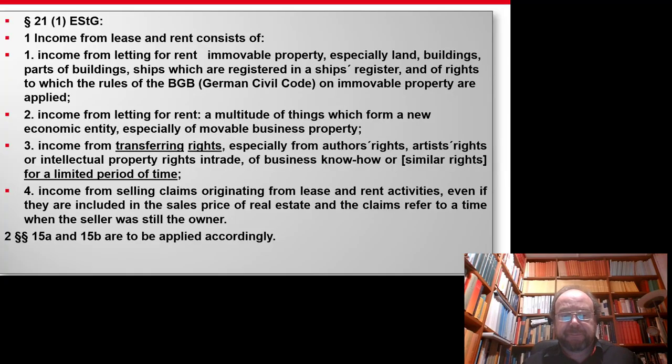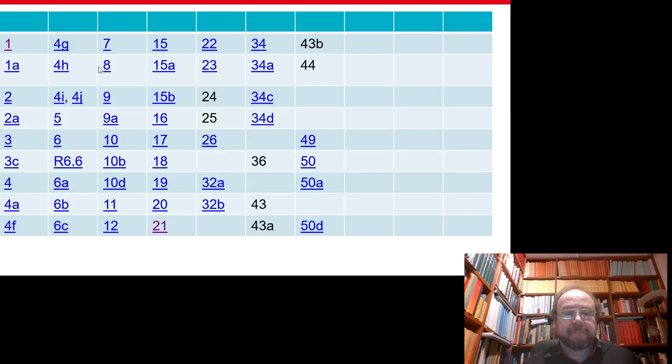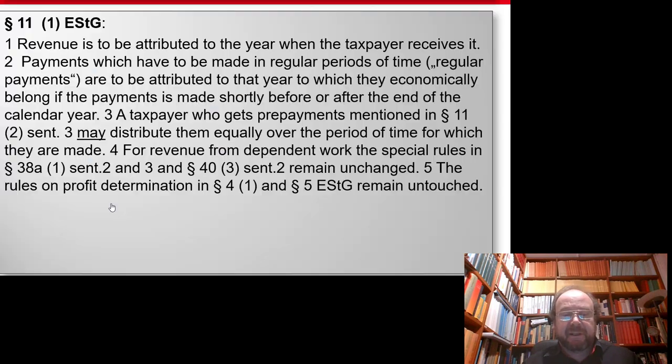So again, table of contents, paragraph 11. 11.1 is revenue. That is what we need. Revenue is to be attributed to the year when the taxpayer receives it. Well, that shows it in all clarity, which could have been needed. And we can even have a look already at sentence 2, regular payments, short time rule. And you know, short time, I told you that's 10 days. Perhaps we need that for the December rent.